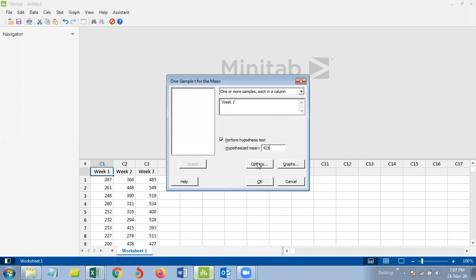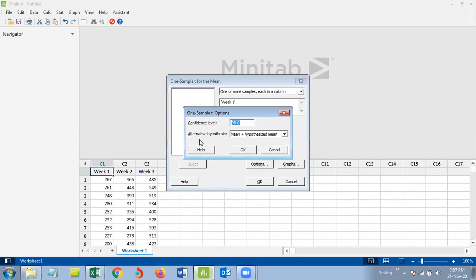I click on options. It's asking me, what is your alternative hypothesis? What is that you want to prove to your management? Well, I have options. Which one do you think I should be choosing? First, second, or third? What is that you want to prove to the management? Anyone wants to pitch in?